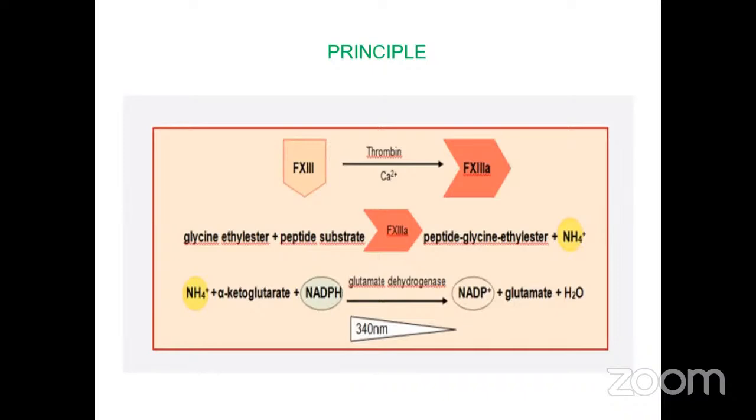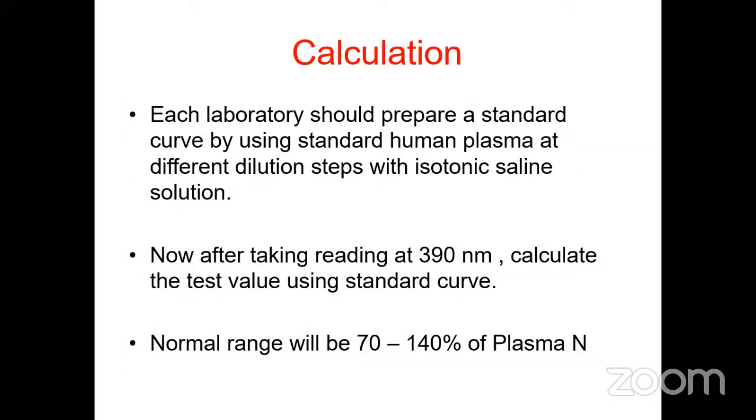In the presence of reagents, glycine ethyl ester and peptide substrate, factor 13A will be converted to conjugate peptide glycine ethyl ester, and ammonia will be released. This ammonia again reacts with alpha ketoglutarate with NADPH and converts to NADP plus, glutamate, and H2O. This color-changing photometric reading we should capture at 340 nanometers, and we should calculate the value.